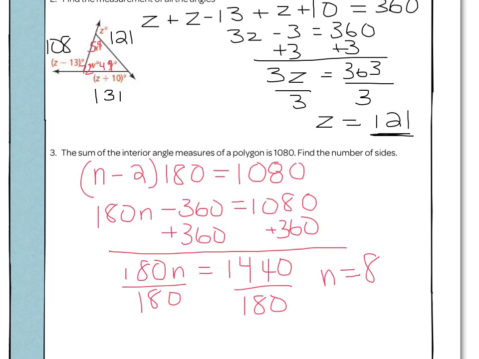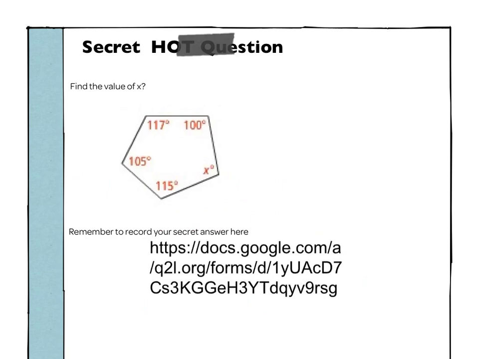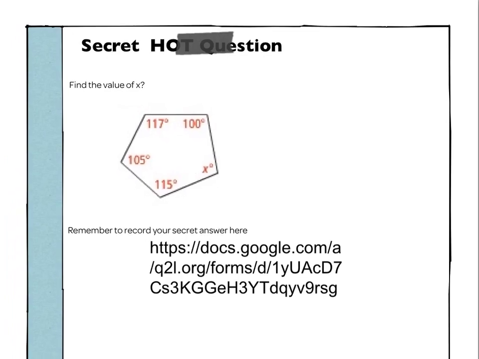Now on to your secret question. Okay, students, this is your secret hot question. Find the value of x. So you're looking to find the value of that x right there, that angle. And then you need to put this into your web address bar, and you will be able to answer the secret question there.